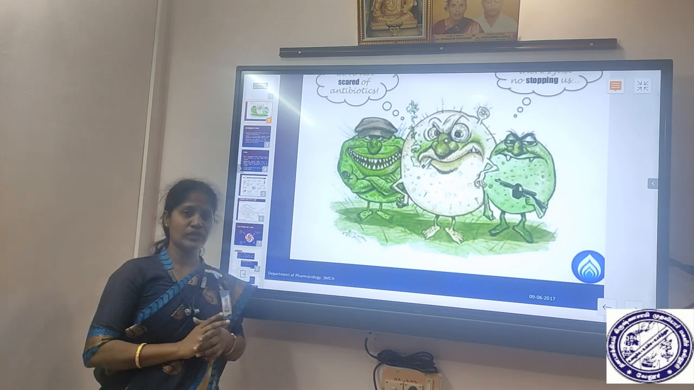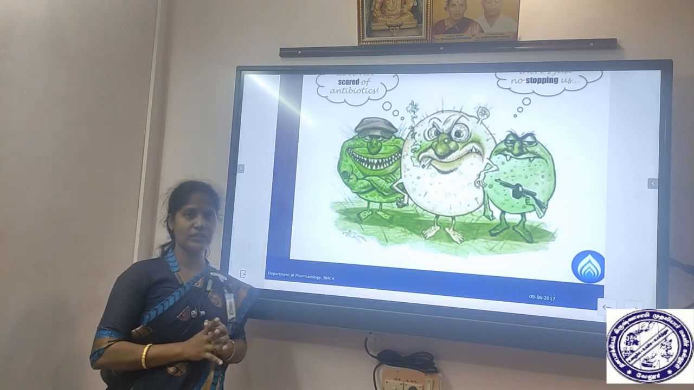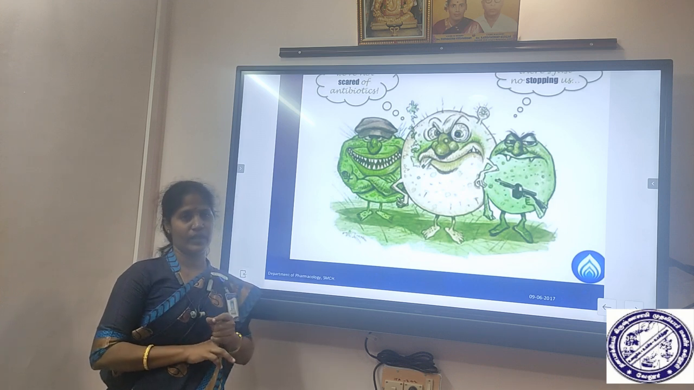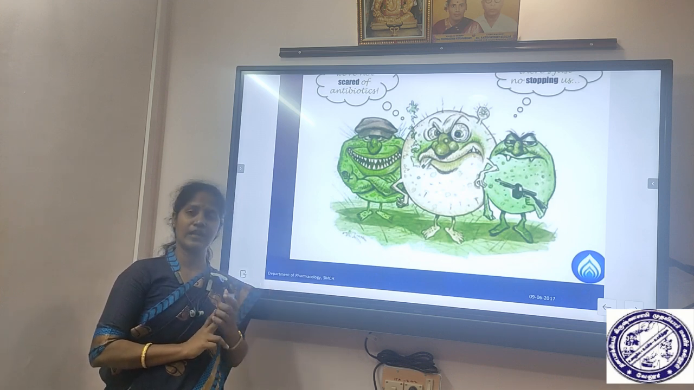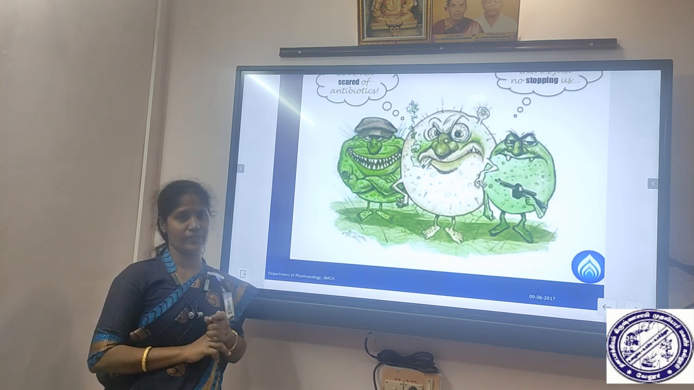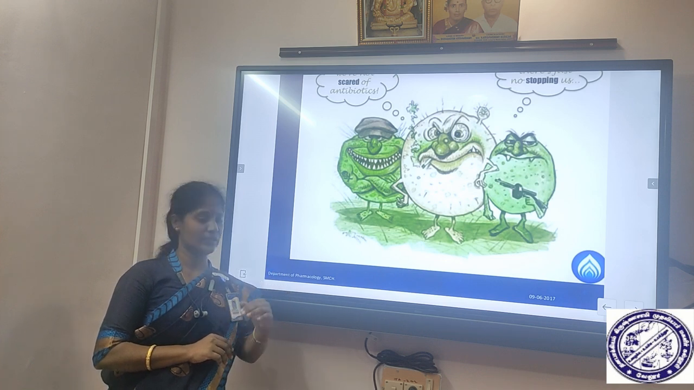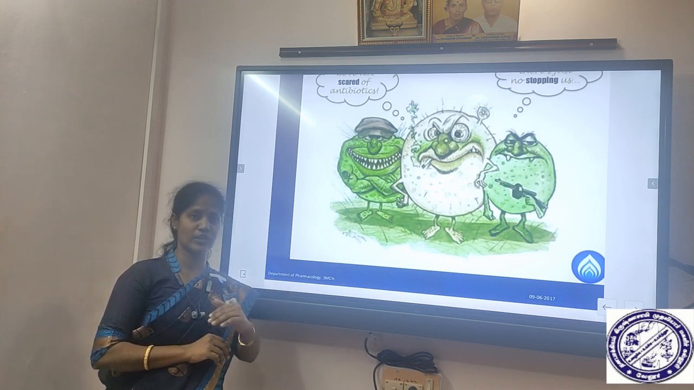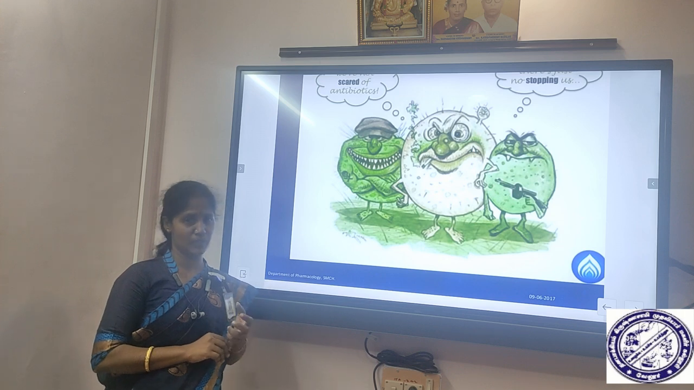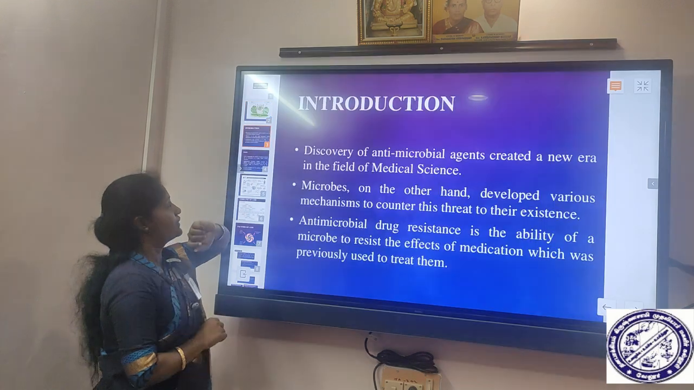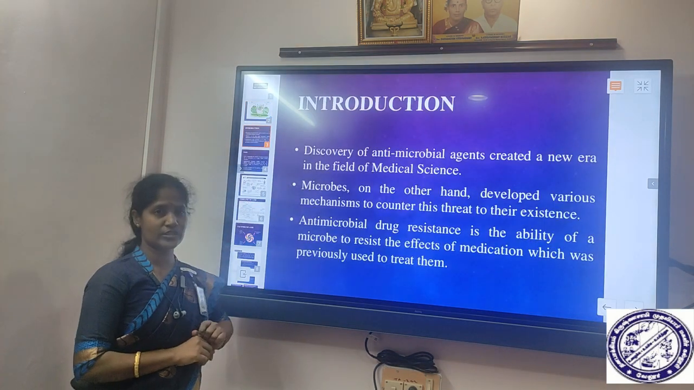So there are two types of microorganisms in general: antimicrobial resistant organisms, and another category which is sensitive to antimicrobial treatment. From the antimicrobial resistant organisms, the antimicrobial sensitive organisms will be gaining the resistance power. So I am going to explain that now. Here is a brief introduction.